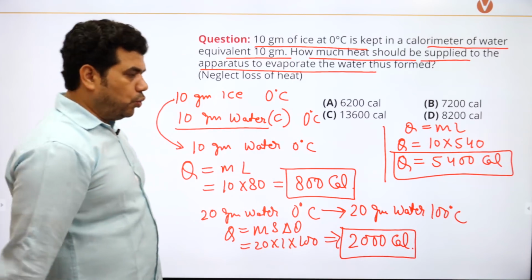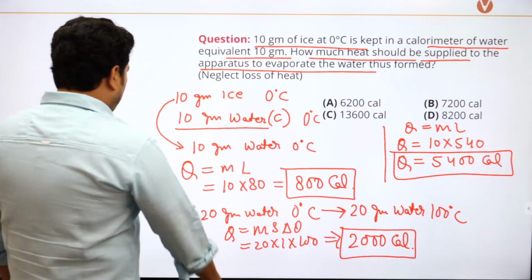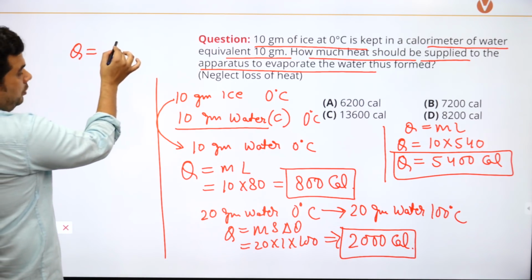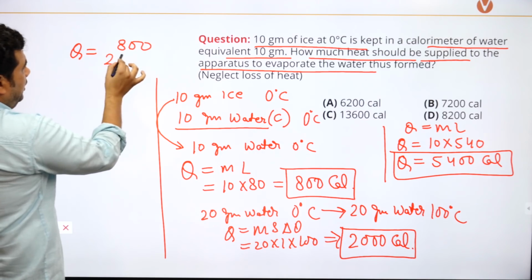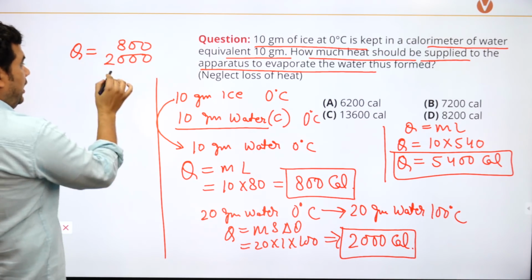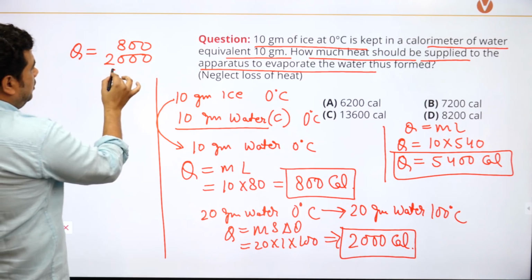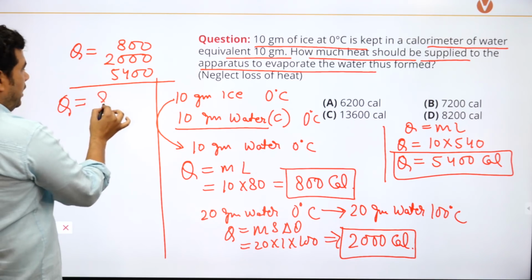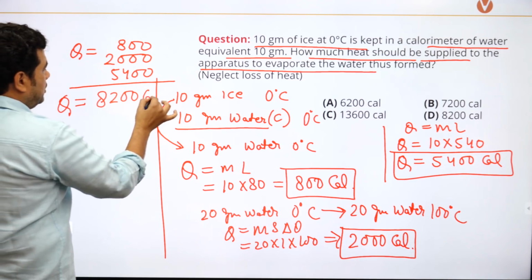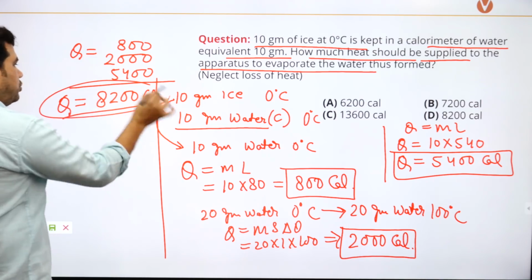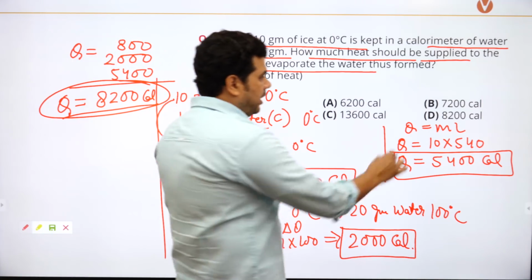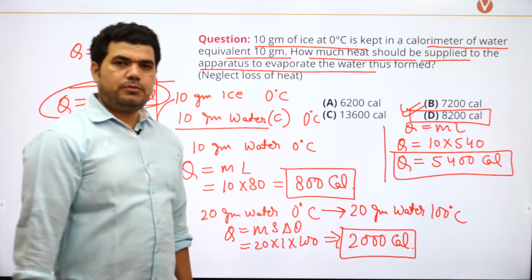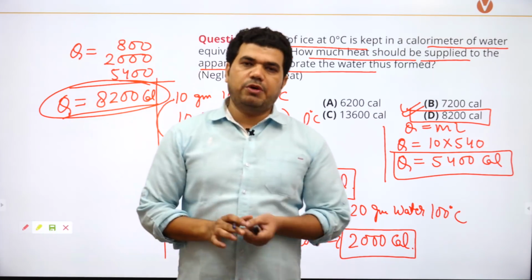So what should be the total heat that we have? So the total heat that we have is Q is equal to 800 here, then 2000 here, then 5400. So the total heat required is 8200 calorie. So what should be the answer? The answer that we have is option D and this is the answer. Okay, so this is also a very easy question of calorimetry.